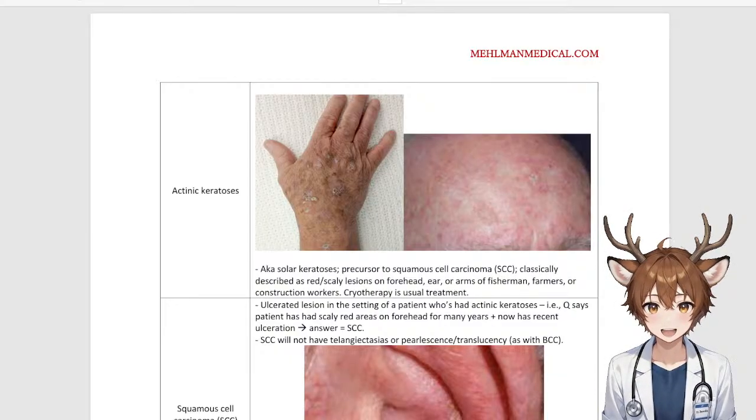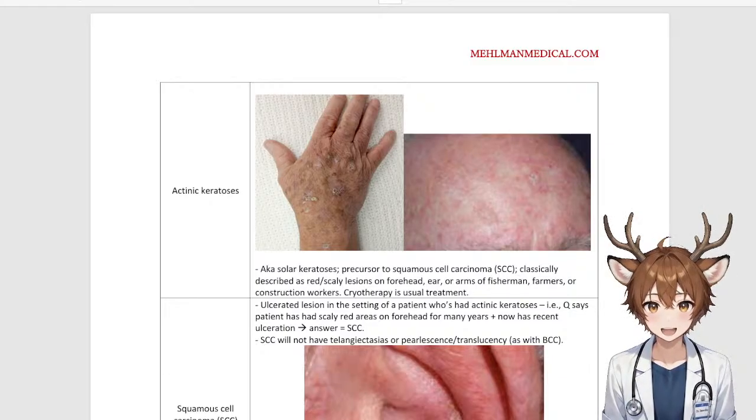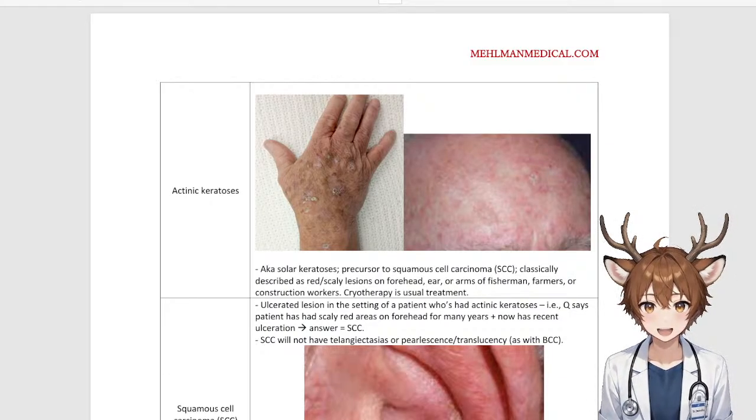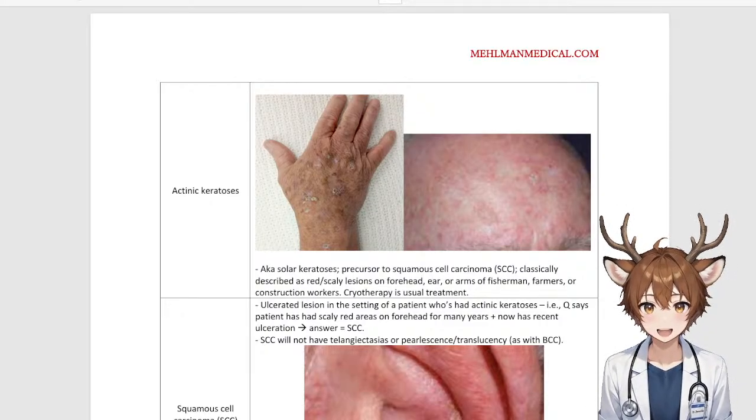Actinic keratoses, aka solar keratoses, precursor to squamous cell carcinoma (SCC), classically described as red/scaly lesions on the forehead, ear, or arms of fishermen, farmers, or construction workers. Cryotherapy is usually the treatment.